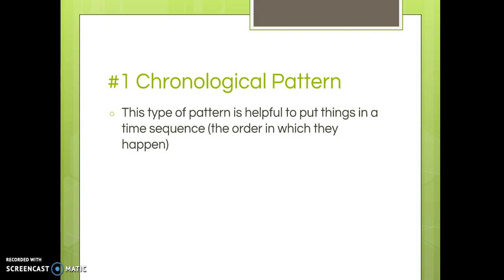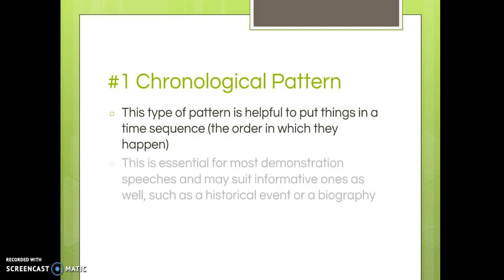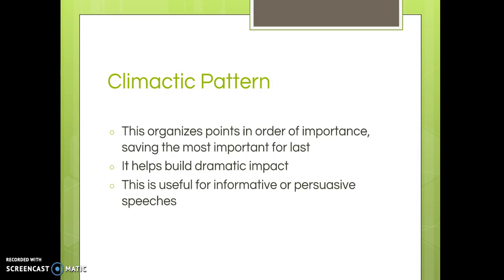So when you're actually doing a demonstration speech and telling me how to do something, you're going to want to put that in chronological order. You don't necessarily have to use that for your informative essay, though. This could probably be one that you use for talking about a historical event or maybe even the biography of a famous person.